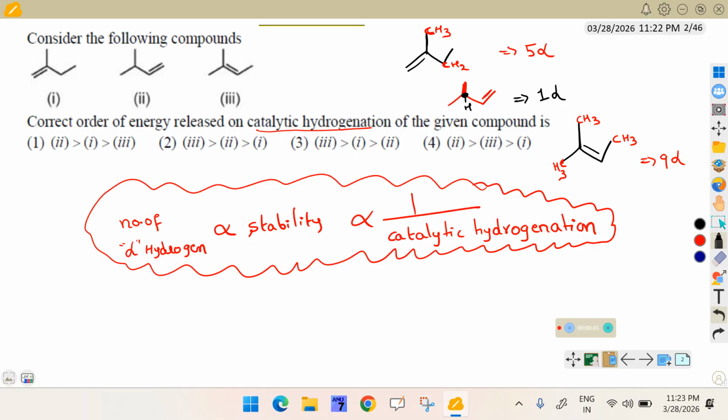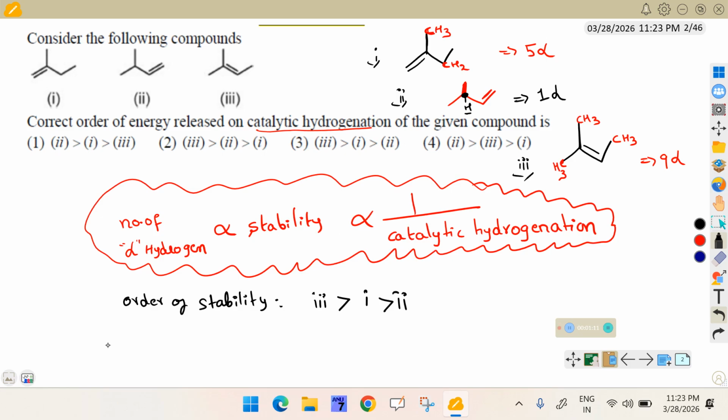Number of alpha hydrogens. First compound contains 5 alpha hydrogens. Second compound contains only 1 alpha hydrogen. Third compound contains 9 alpha hydrogens. So the order of stability: 3 is more stable, 3 after 1 is more stable, finally 2.